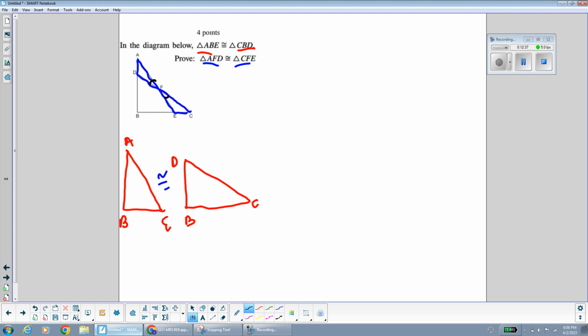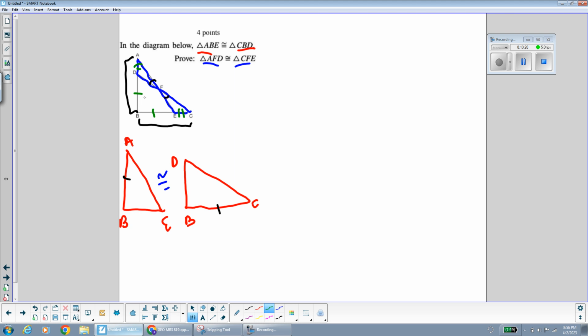Now, it would be really helpful if we could get side AD and side EC. BC is the side of this bigger red triangle. AB is the side of this bigger red triangle. So we know that they're congruent to each other. What we need to do is get rid of BE and get rid of DB. If we subtract off BE from BC, we'll be left over with EC, which is what we want. If we subtract off BD from AB, we'll be left over with AD, which is what we want.